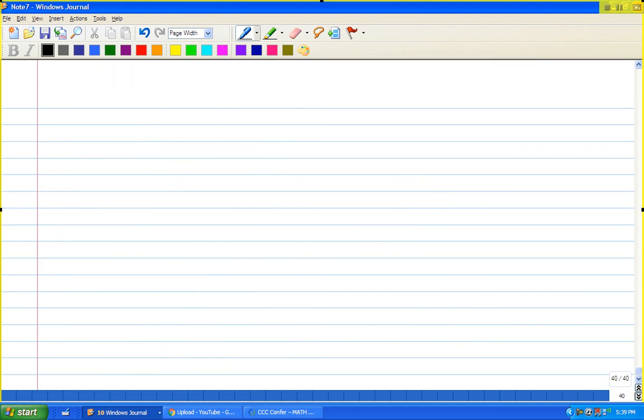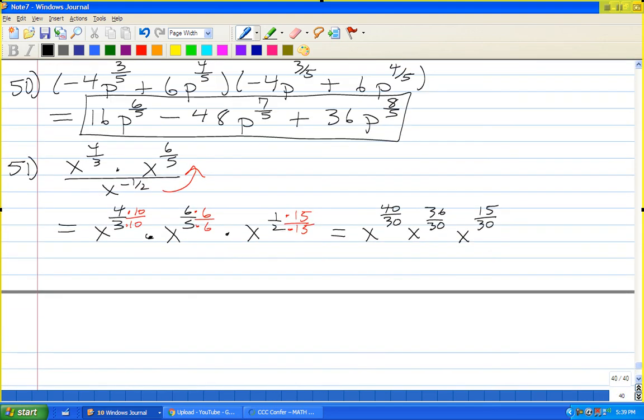And so I'm multiplying. Since I have the same base x, let's add exponents. 40 plus 36 plus 15, 91 all over 30. And that is your answer. Let me just check. 76, 86, 91. Okay, good.